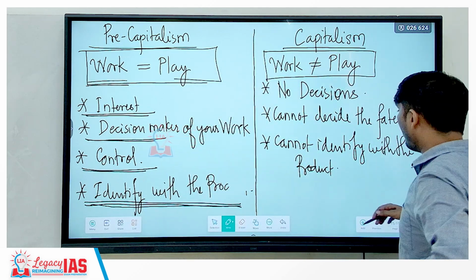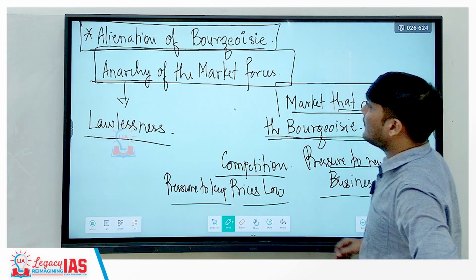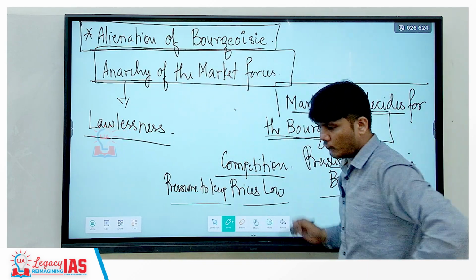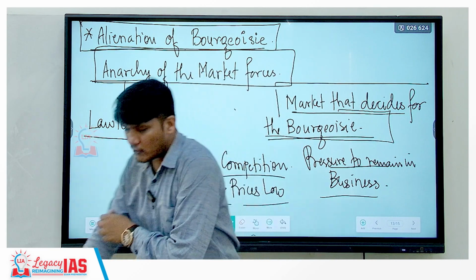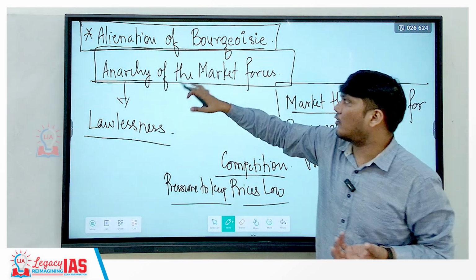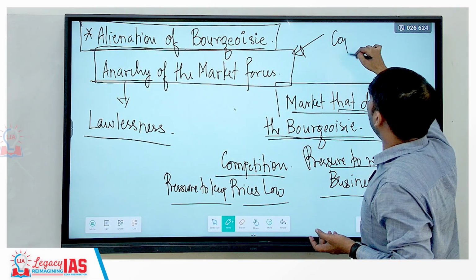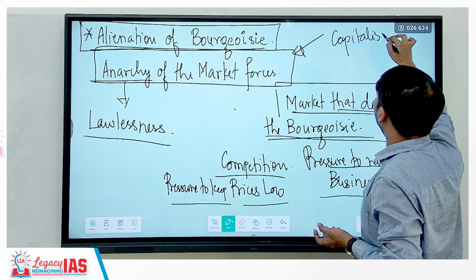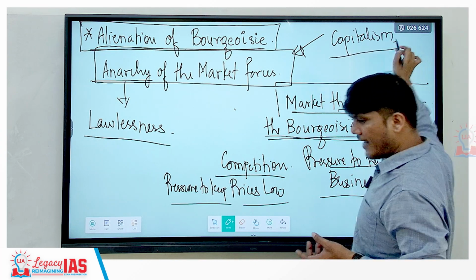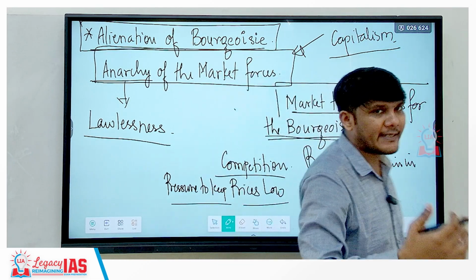Plus, for the bourgeois, what will be the cause of alienation? We have already done that. That is the anarchy of the market forces. So there are two causes of alienation. One is capitalism. The other is the anarchy of the market forces. In fact, even this is stemming from capitalism only. Clear? Hence, the cause of alienation is nothing but capitalism.